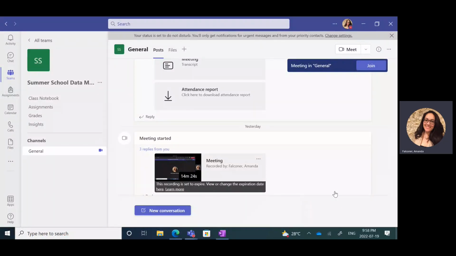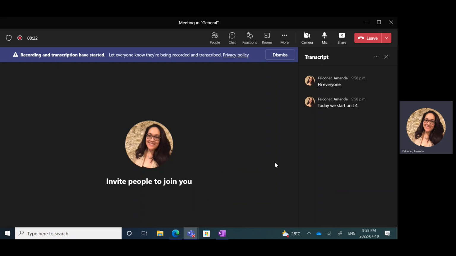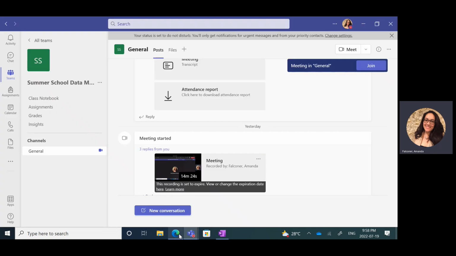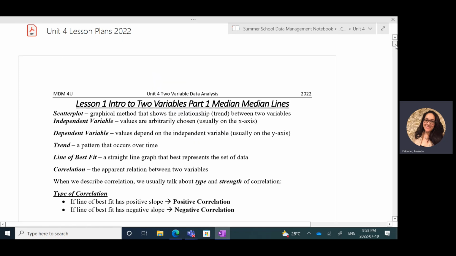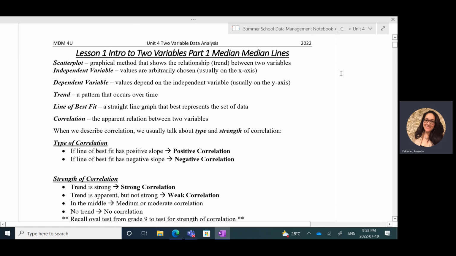Today we start Unit 4, which is called Two Variable Statistical Analysis, and we're going to do Lesson 1 right now. And Lesson 1 is really a lot of definitions and then drawing our first median line. So this Unit 4 is going to seem similar to Unit 3 in that there's a lot of concepts that we need to memorize, key terms, and there's like a visual display with scatter plots.